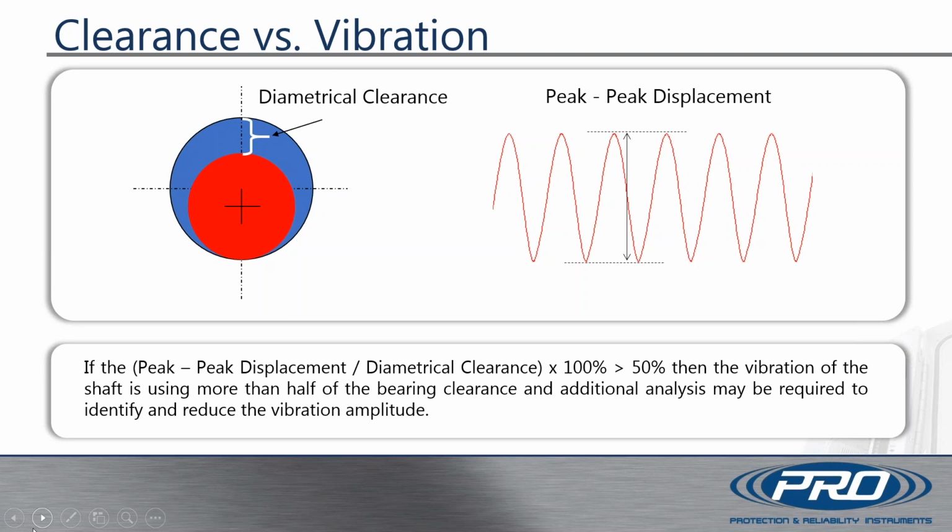On this slide, we're going to talk about clearance versus vibration in regards to proximity probes. If the peak-to-peak displacement divided by the diametrical clearance times 100% is less than 50%, then the vibration of the shaft is using more than half of the bearing clearance, and additional analysis may be required to identify and reduce the vibration amplitude. The diagrams on the top of the slide help show diametrical clearance and peak-to-peak displacement.